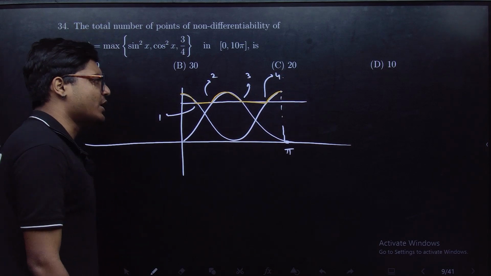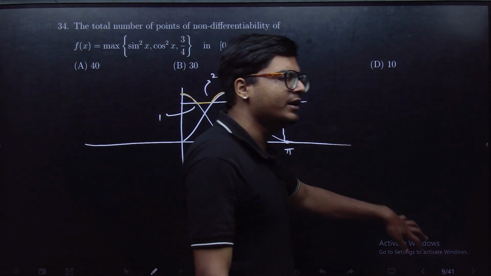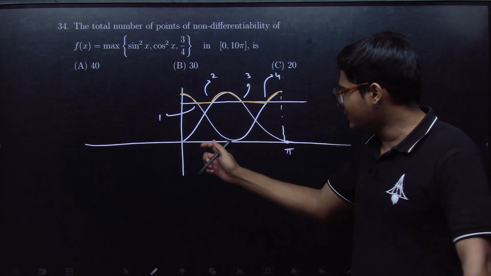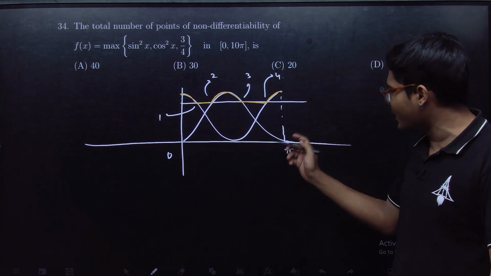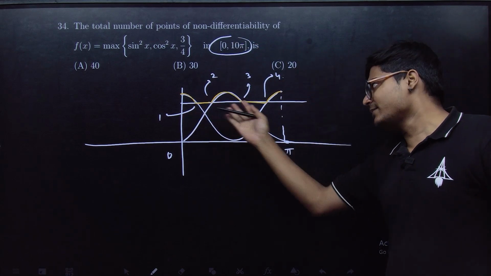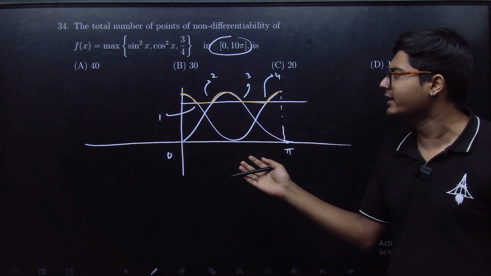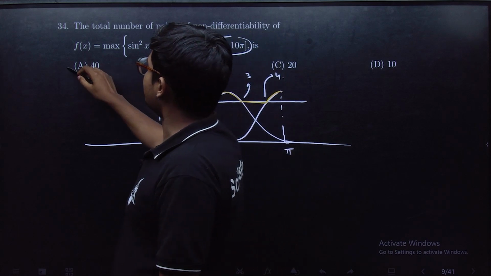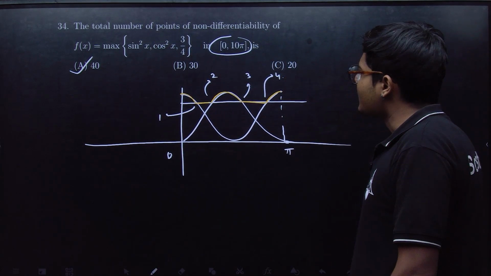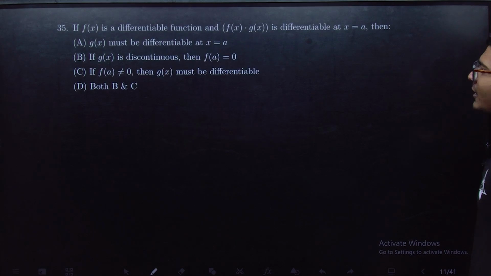Now because it's a periodic function, the number of points of non-differentiability should be the same in every subinterval of length pi. So in 0 to pi, if you get 4 points, from pi to 2 pi, you'll again get 4. So from 0 to 10 pi, how many will you get? 10 times the number of points of non-differentiability that you're getting here, right? The answer is going to be nothing but 4 times 10, so 40, okay? Just simple, observing the graph, that's it. Okay. Coming to question 35.